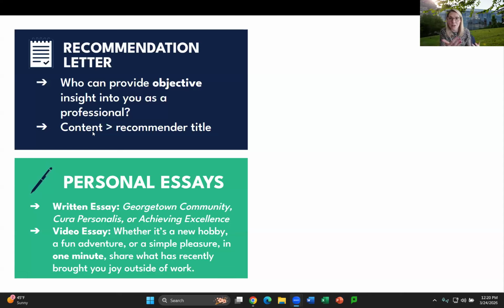So, throughout your application, we've gotten to know you as a professional and what you've done at work, what you hope to do professionally. So, this is really an opportunity to get to know you as a person. And at Georgetown, we believe in cura personalis, care of the whole person. We're offering you a general management curriculum covering multiple disciplines. We believe in a community of diversity. That's one of our Jesuit principles. So there are many reasons why we ask you this video essay.